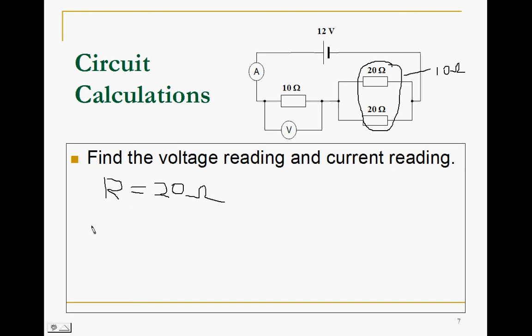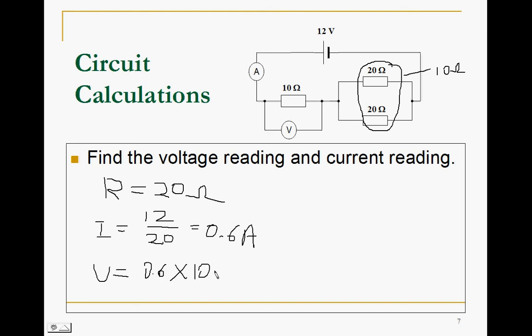Okay, so in this case you want to calculate the current again, which will be 12 over 20, and you end up with the same answer of 0.6 ampere. And what is the voltage reading? Use Ohm's law, current multiplied by resistance, so 0.6 multiplied by 10, and we get 6 volts. So that is the voltage reading.